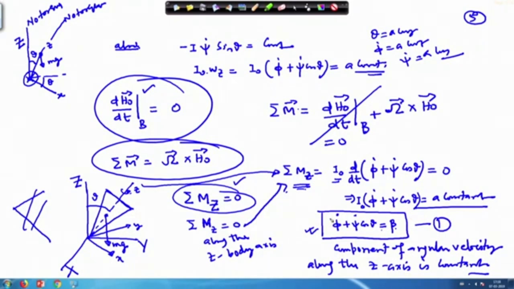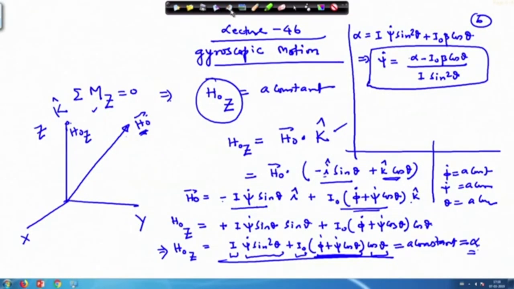Okay, so for convenience, I will remove this and put I 0 here and write it like this, so that in the next step this I 0 does not feature in this place. So this will go if we include this in the beta term. So this whole term we write as beta, and this is cos theta on the right hand side, this is alpha, and this is I times psi dot sin square theta plus.